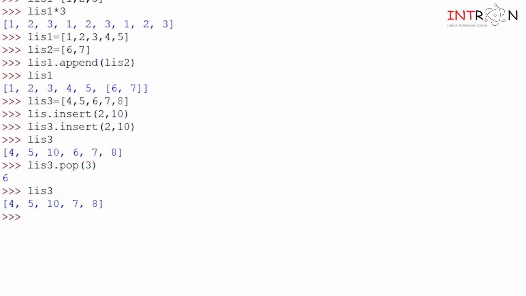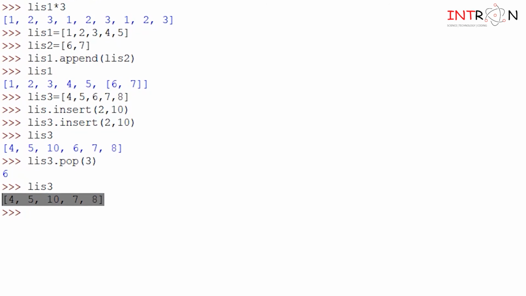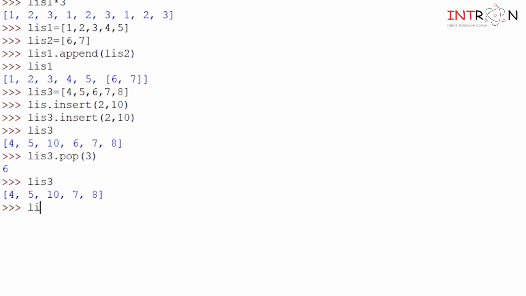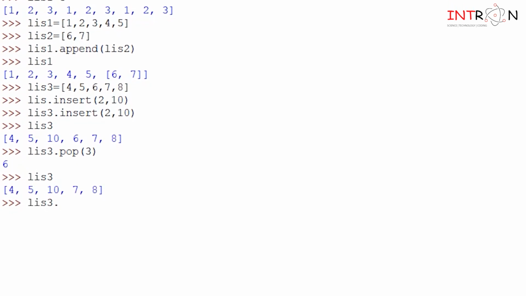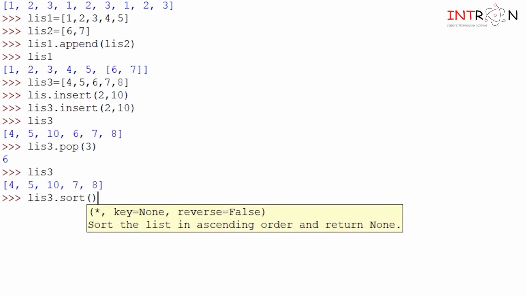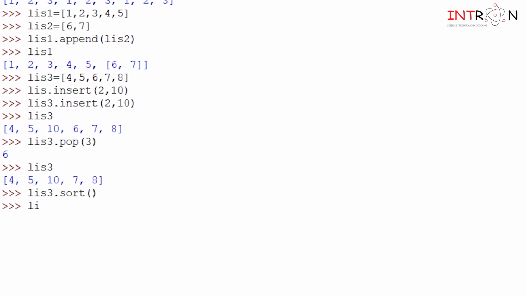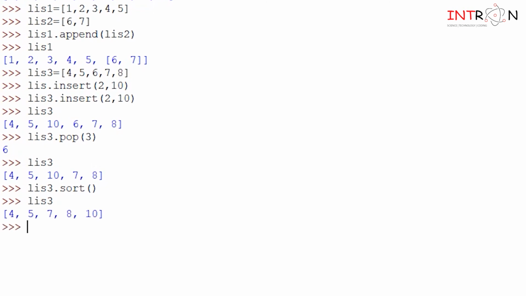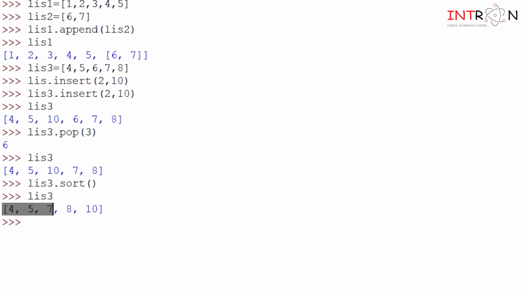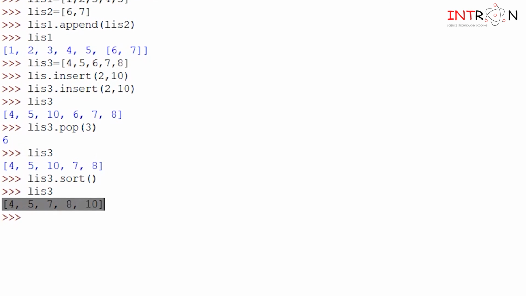So what if I want this whole list in a sorted manner? Directly you can use the sort function. List 3, I want to sort it. Now I want to print this list again. So you can see that it is sorted in ascending order: 4, 5, 6, 7, 8, 10.